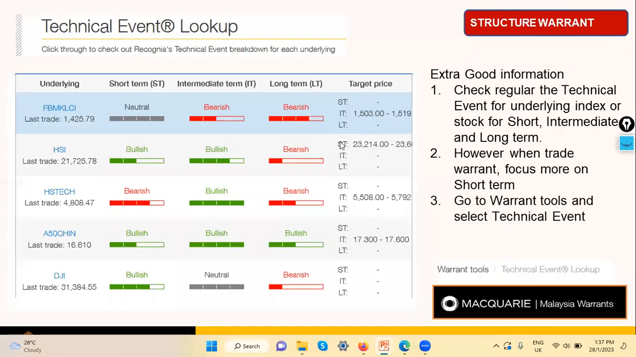Other than that, we also explore how some indicators can be provided by Macquarie and Naga Warrant, to give us short-term bullishness or bearishness. This is extra information that we can get from these websites. Not saying that it's 100% good, but we can use it as a reference.